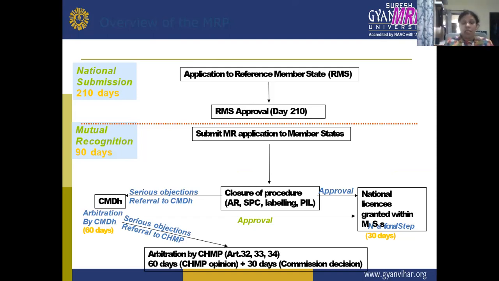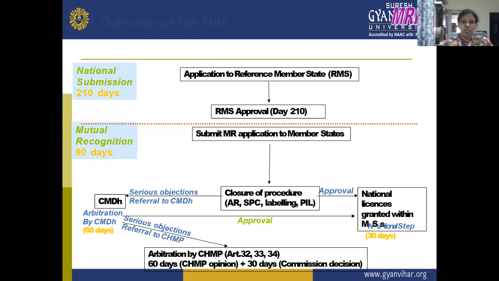Then RMS approval will take 210 days. The RMS approval may also take more time, but generally it is given that you will get approval within 210 days. After that it is submitted to the MR application to the member state. Then closure of the procedure, like AR, SPC, labelling, FEIL, all these things have to be done. Then if there is approval, then national license is granted within 30 days.